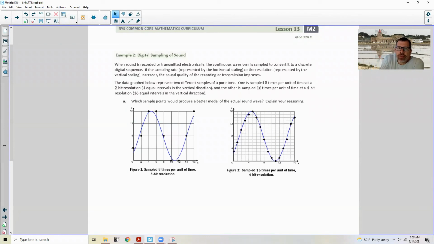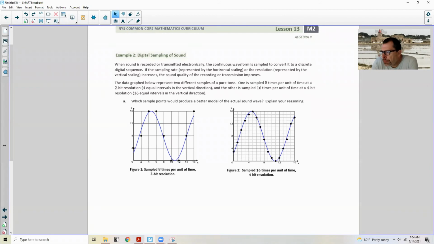All right, page 5, example 2, digital sampling of sound. So back in the day, they used to record music onto cassette tapes. And then it went to, records came first actually, then cassette tapes. And then we went to CDs, and then compact discs were digital. And then finally, now we're MP3s and that kind of thing.